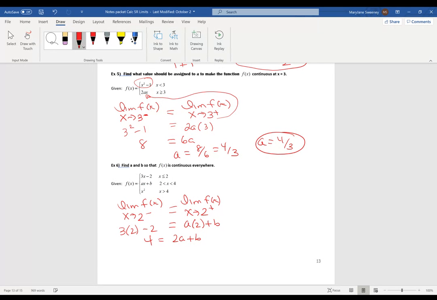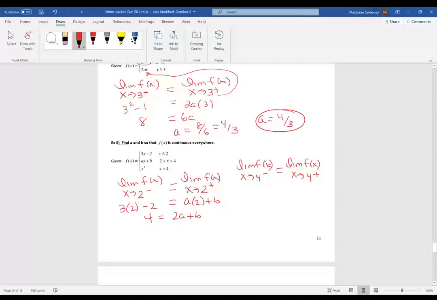So now I'm going to say, okay, the limit of f of x as x approaches 4 from the left would have to equal the limit of f of x as x approaches 4 from the right. So I'd have to make sure there's no jump there. So from the left, here's where I'm to the left of 4. So I'd use this, a times 4 plus b. That would have to equal 4 from the right, which is here. X greater than 4 is 4 from the right, so that's 4 squared. So this is 4a plus b equals 16.